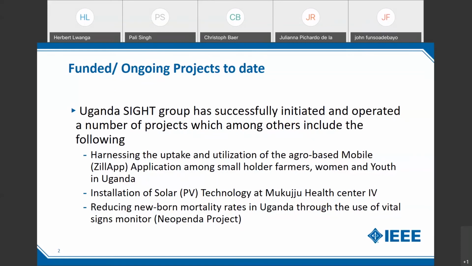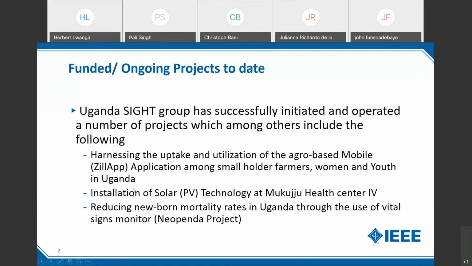The other project that is ongoing, that is almost coming to a close, looks at reducing newborn mortality rates in Uganda through the use of a vital signs monitor. Within this project, IEEE SIGHT Uganda Group came into partnership with Neopenda. Neopenda is a US-based technology startup, and together they thought of coming up with a solution that could detect the four vital signs of a neonate. Among the four vital signs are the pressure, the heart rate, the respiratory rate, and the temperature.